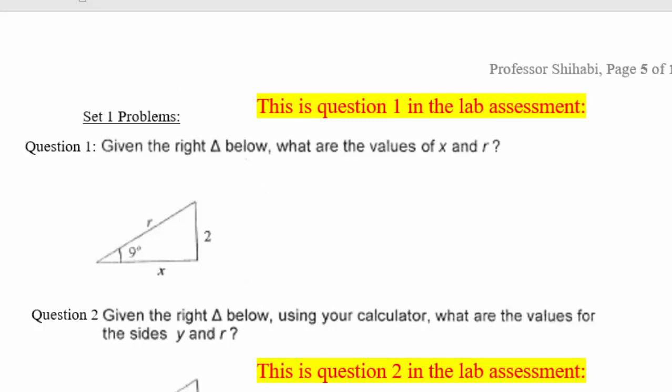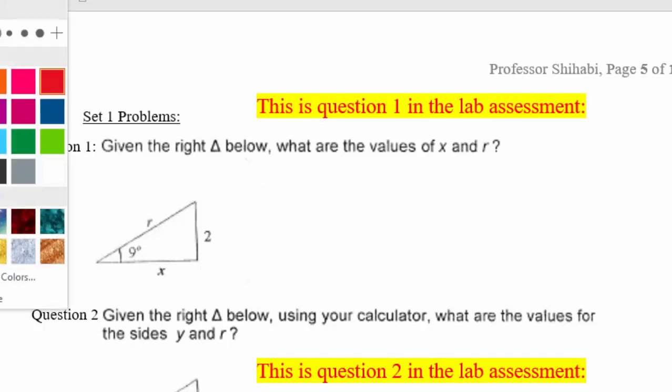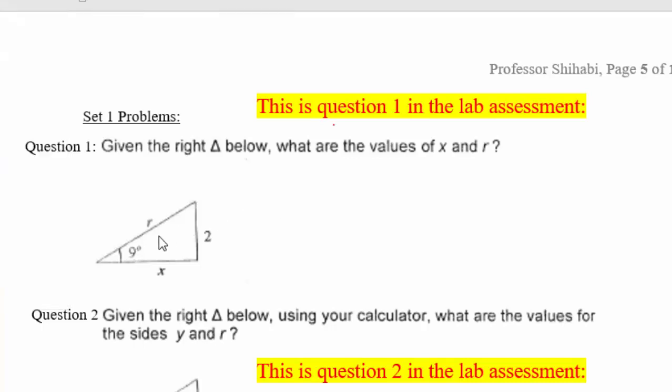This is question number 1. In this problem, we are given the angle and we are given the value of the opposite to the angle.